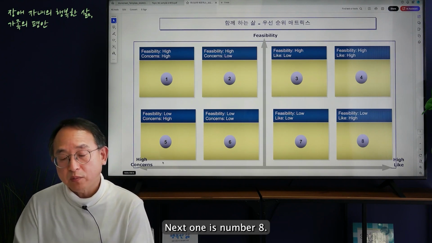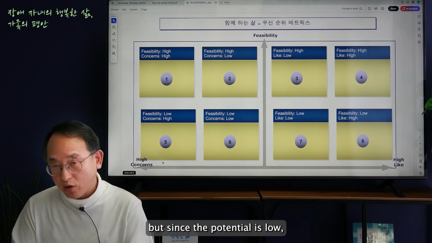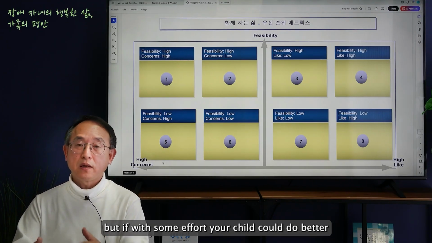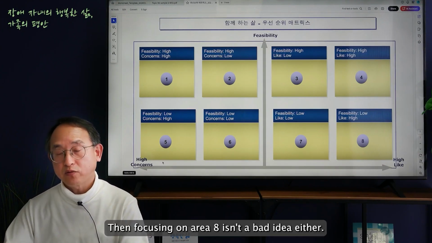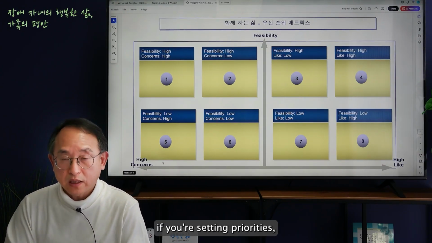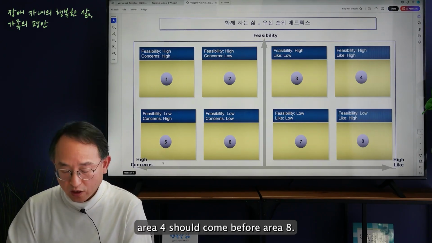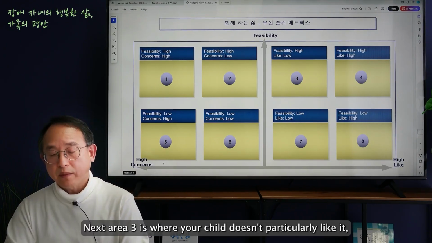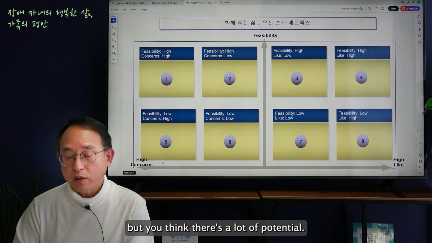Next, is number 8. Of course, you may like it, but the potential is low. But if, with some effort, your child could do better because they like it, then focusing on area 8 isn't a bad idea either. However, if you're setting priorities, area 4 should come before area 8. That's what I'm saying.